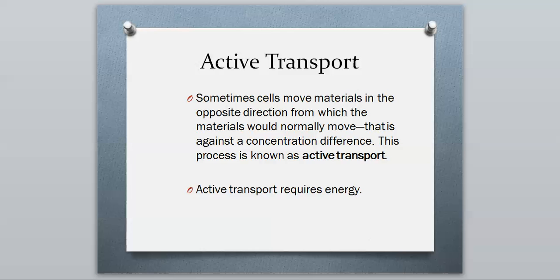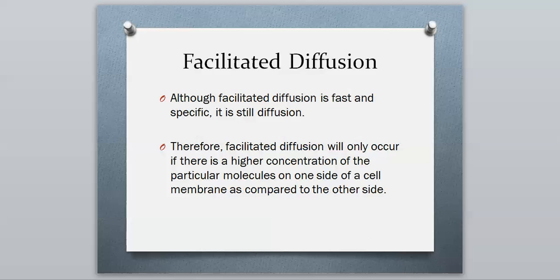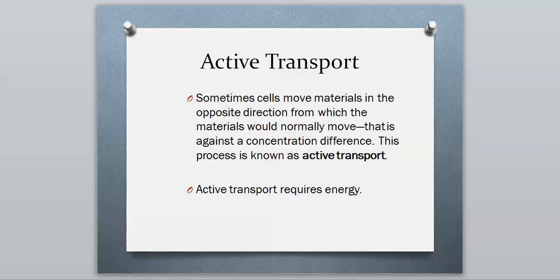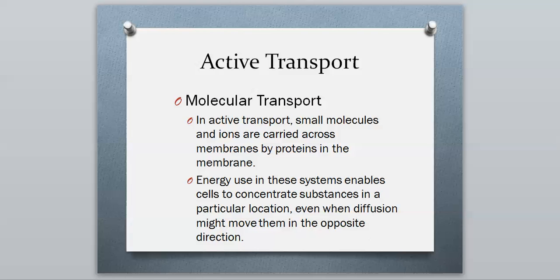So sometimes we're gonna go against what this says. Sometimes cells move in the opposite direction from which the materials would normally move. That is, they go against the concentration difference. So they go from an area of low concentration to an area of high concentration, and this process is known as active transport, and active transport requires energy. So active transport is going against the concentration difference. It is going from an area of low concentration to an area of high concentration. And another name for active transport is molecular transport.